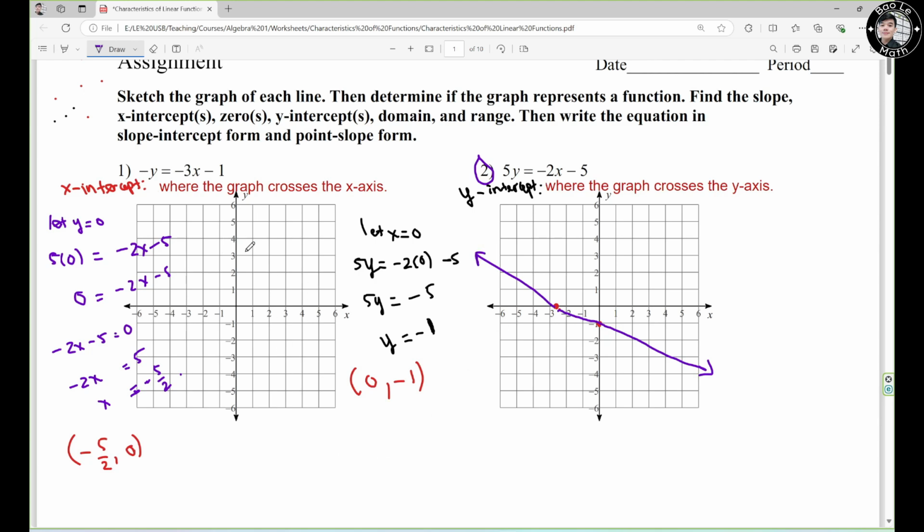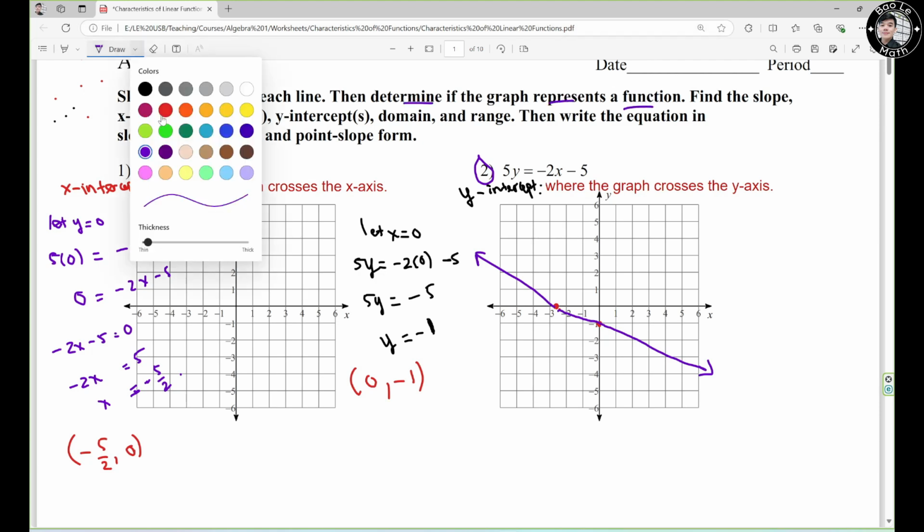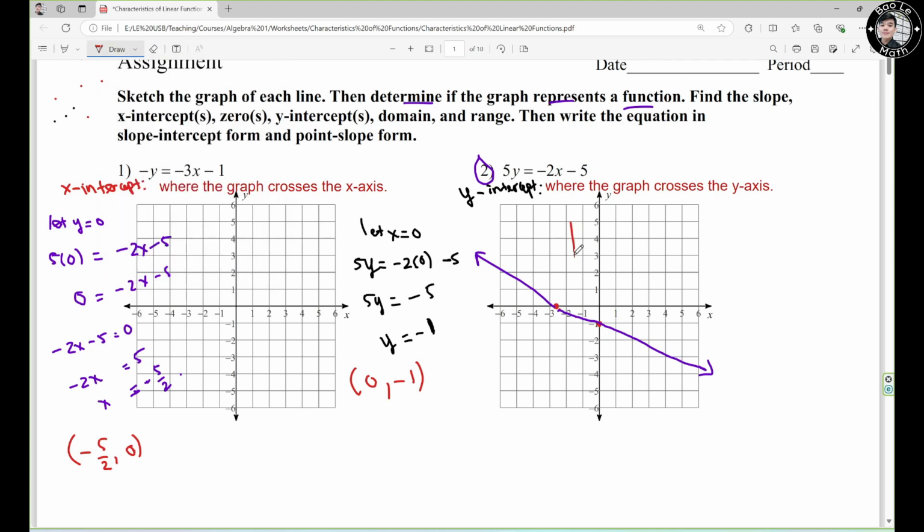Okay, now next one, we need to determine if the graph represents a function. So I need to sketch a vertical line. I use the vertical line test, and I see that the vertical lines cross the graph at only one point. So this is a function, and it's yes.